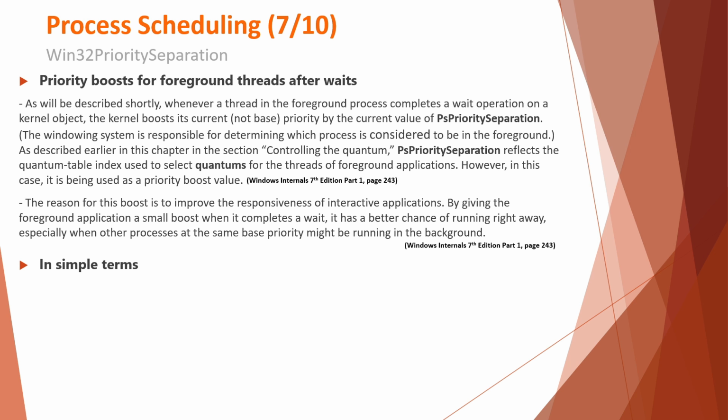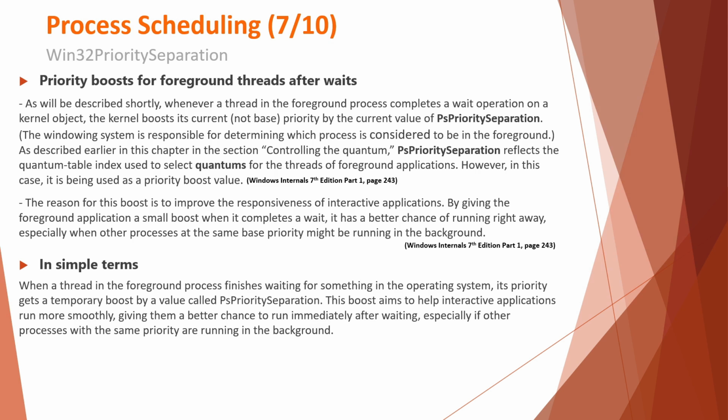But let's explain it more simply. When a thread in the foreground process finishes waiting for something in the operating system, its priority gets a temporary boost by a value called PS priority separation. This boost aims to help interactive applications run more smoothly, giving them a better chance to run immediately after waiting, especially if other processes with the same priority are running in the background.